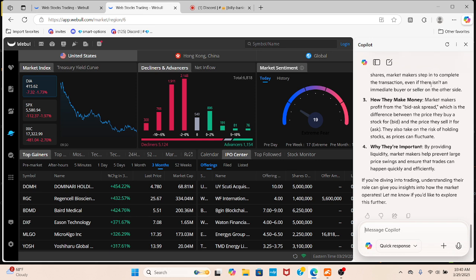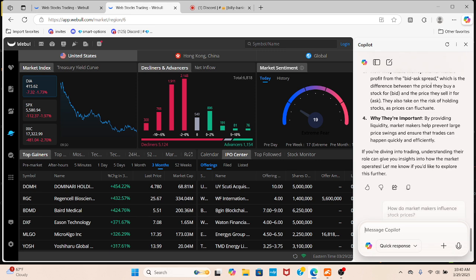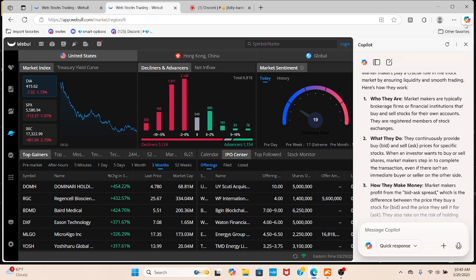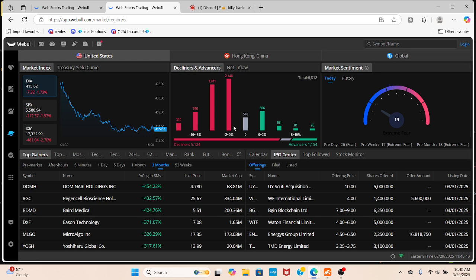How they make money: market makers profit from the bid-ask spread, which is the difference between the price they buy a stock for, the bid, and the price they sell it for, the ask. They also take on the risk of holding stocks as prices can fluctuate. And why this is important is because by providing liquidity, market makers help prevent large price swings and ensure that trades can happen quickly and efficiently. When we see stocks hawk, that's because of market makers. When we see things dropping down, market makers get control.